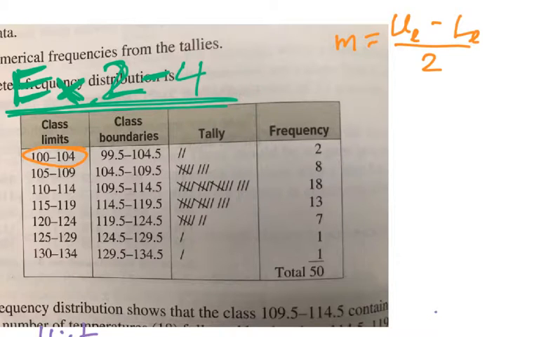So there's where the subscripts come in. Then plug in your values. The upper limit for this first class is 104. The lower limit is 100. So in the numerator, we have 104 minus 100. We're going to divide that whole business by 2. So we get 4 divided by 2, and that is 2.